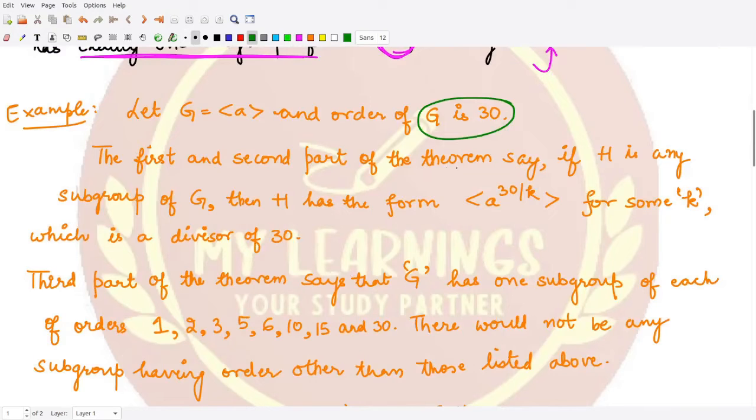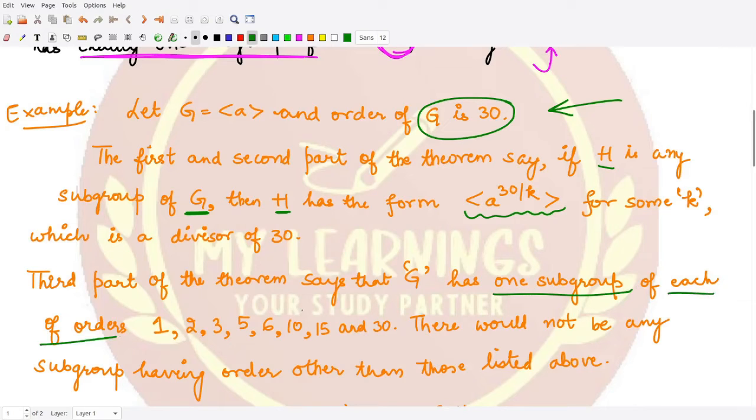So from the first and second parts of this theorem, if H is any subgroup of the group G, then this H has a form like this, where it is generated by some element A raised to the power 30 divided by K, where K is a divisor of 30, and 30 is what? It is the order of the given group. And the last part tells us that we have a unique subgroup of such kind, so one subgroup for each of the orders.